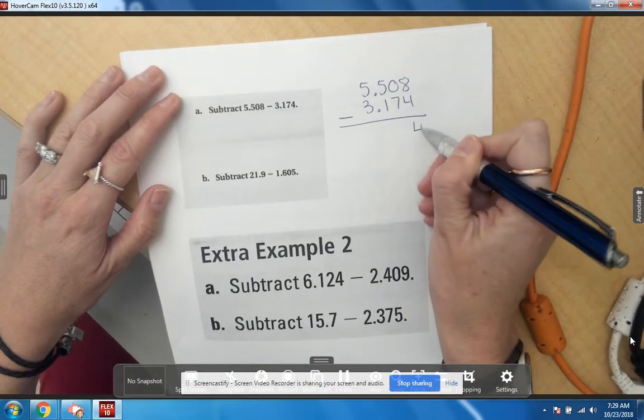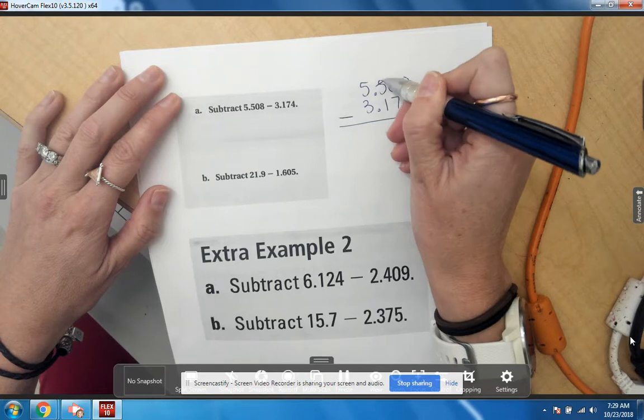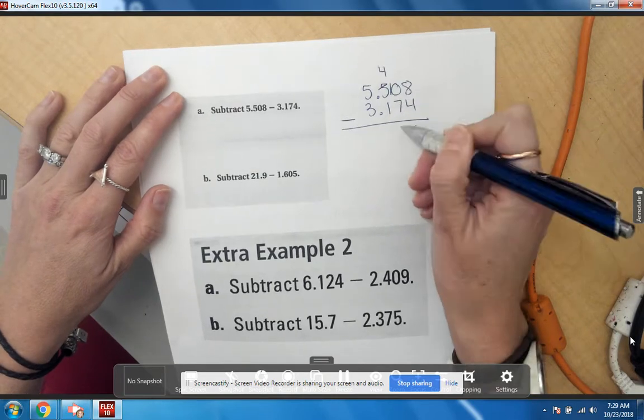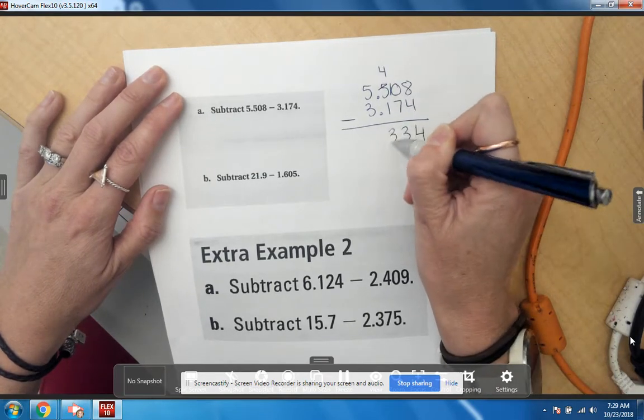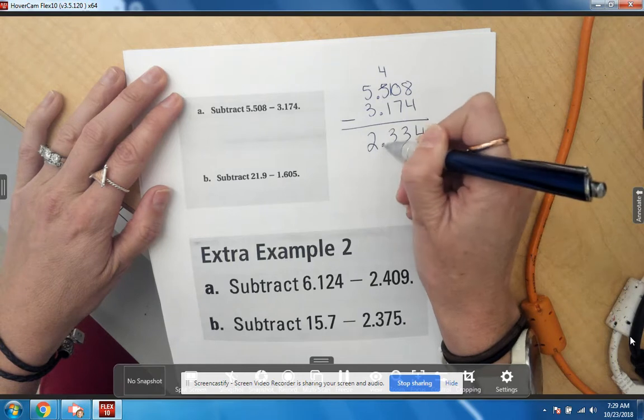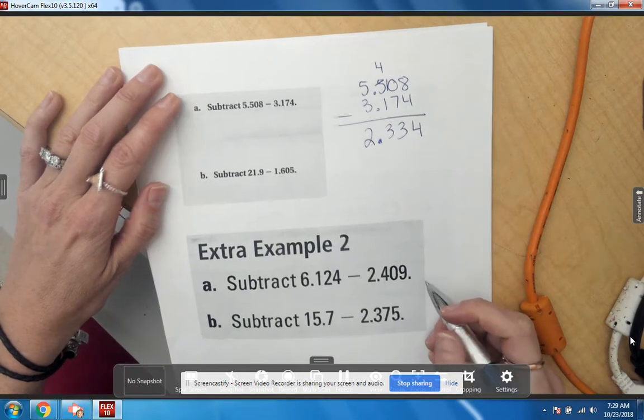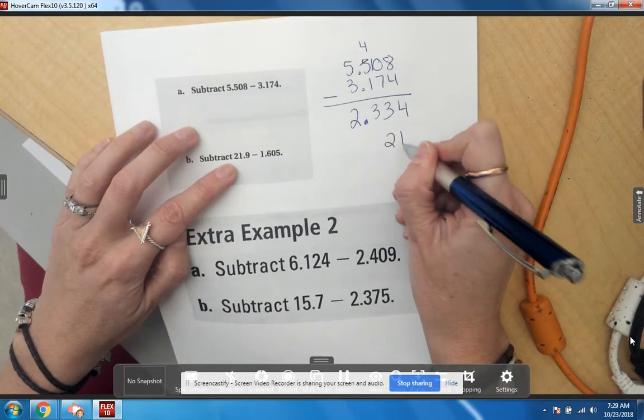8 minus 4 is 4. I can't do 0 minus 7, so I'm going to borrow. 10 minus 7 is 3. 4 minus 1 is 3. 5 minus 3 is 2. Decimal point comes straight down. Okay, I'm going to try one more. You guys can just watch.